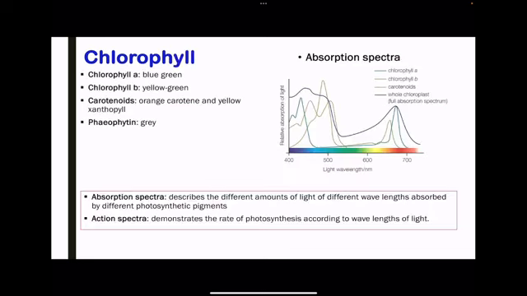We need to know the different types of chlorophyll. There is chlorophyll A, which is blue-green. Of course, because it appears blue-green, it means it does not absorb well within that region. There is chlorophyll B, which is yellow-green. And then we have the carotenoids, which are orange carotene, as well as yellow xanthophyll. And then we have the pheophytin, which is going to be gray.